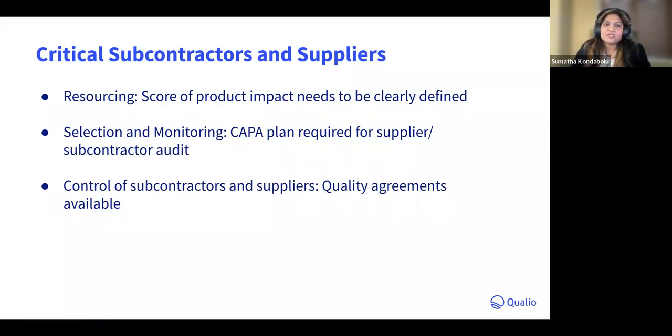So for the resources, the scope of product impact needs to be clearly defined, and then the selection and monitoring. Again, you may have to make sure that a supplier corrective action plan has been implemented. If there are any quality-specific issues or anything specific to the critical suppliers, that's where you need to make sure that you have implemented that. Control of subcontractors and suppliers, that is the quality agreements that are available.